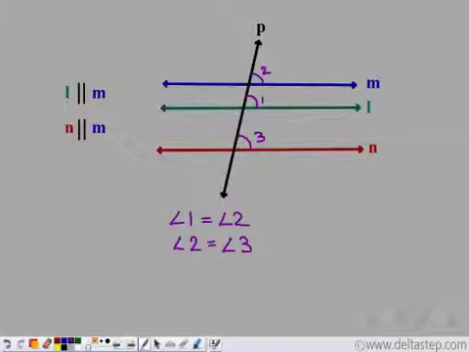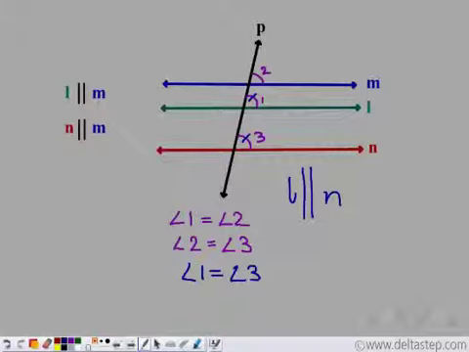From these two, we have 1 equal to 2 and 2 equal to 3. This means that angle 1 is equal to angle 3. That is, this angle is equal to this angle. But these are the corresponding angles of L and N. And we know that if corresponding angles are equal, then the lines are parallel. So we can say that L is parallel to N.